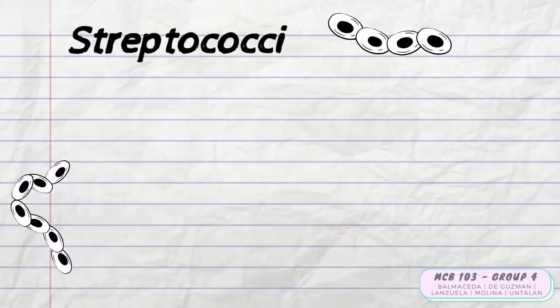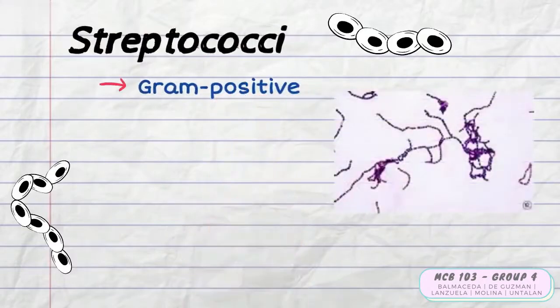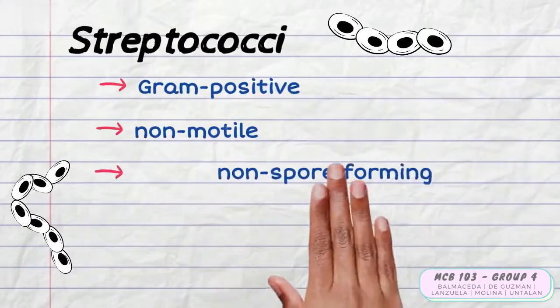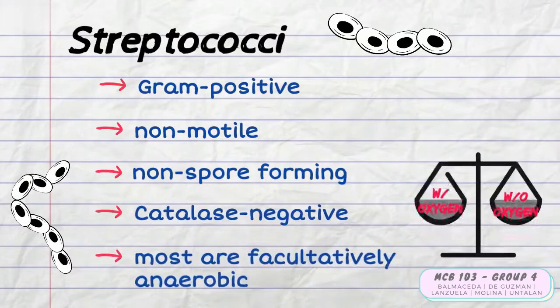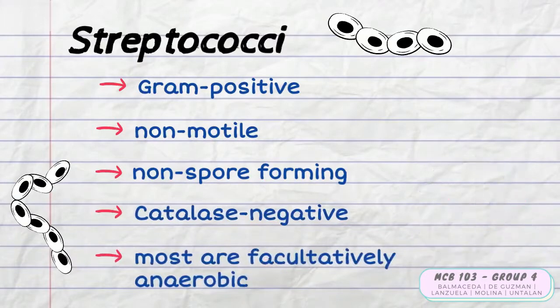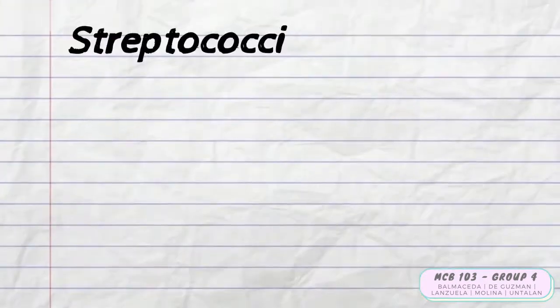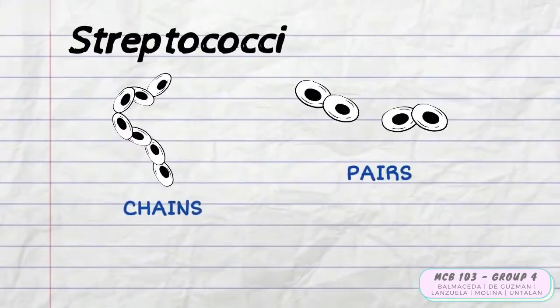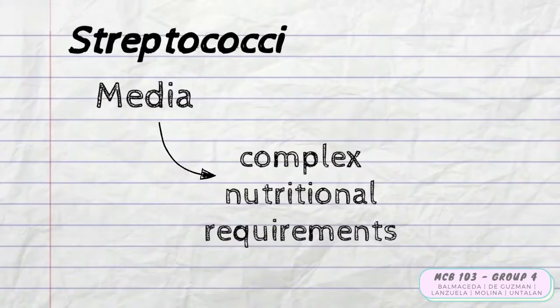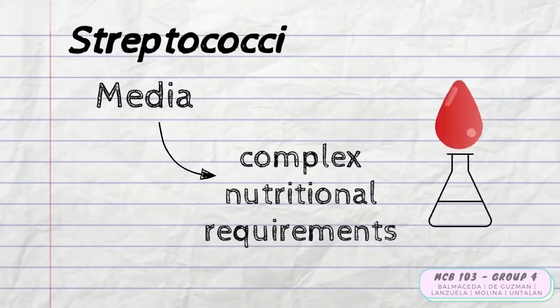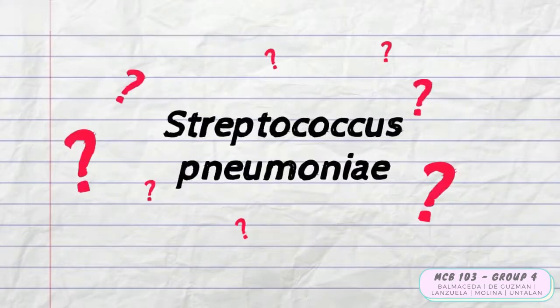First, let's define what streptococci are. Streptococci, a medically significant gram-positive bacteria, are non-motile, non-spore-forming, catalase-negative, and most of these bacteria are facultatively anaerobic. It usually occurs in chains and pairs, and it requires a medium with complex nutritional requirements like blood-enriched medium for its isolation. Now, how about Streptococcus pneumoniae?